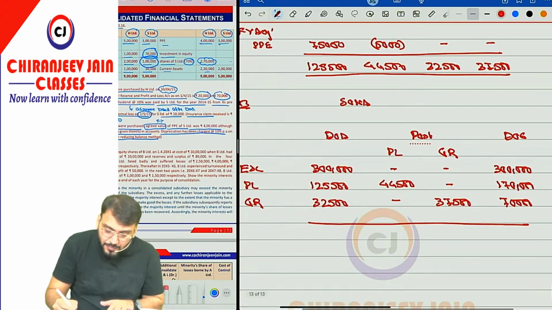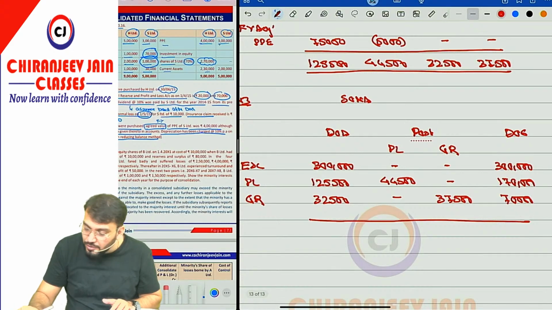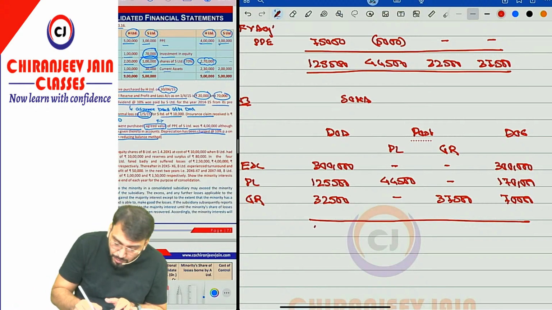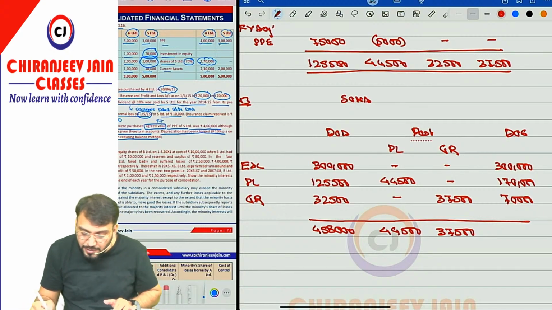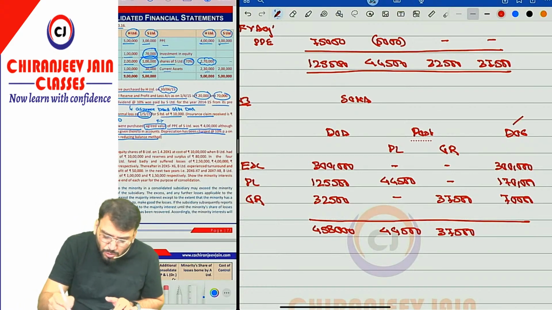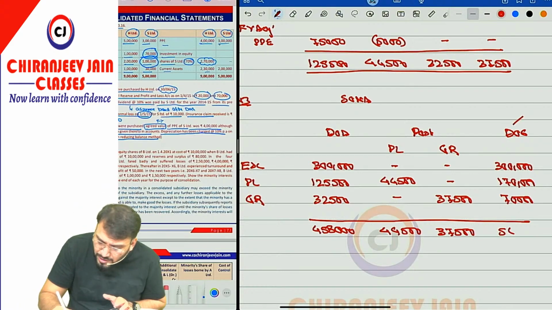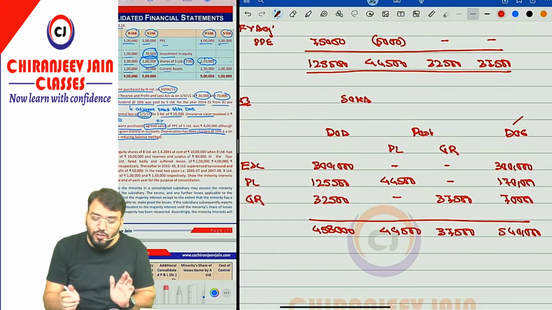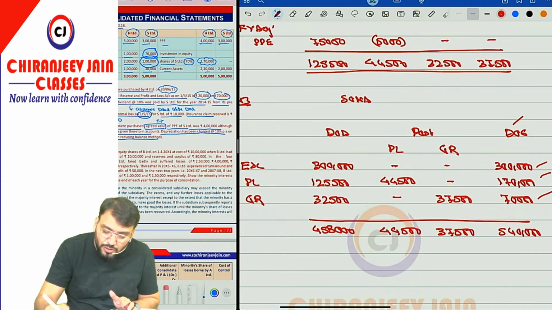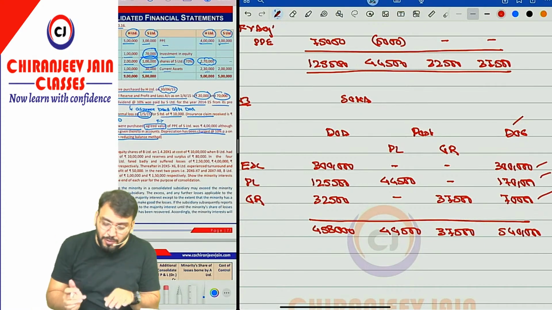Total is what? It is 3 lakh plus 1,25,500 plus 32,500. This becomes 4 lakh 58,000, 44,500, 37,500, and this will be 3 lakh plus 1,70,000 plus 70,000. However, this total is not important. 5,40,000 is not important. This is only what I am writing to match, to find out whether we are doing it correctly or not. Because if this is tallied, we are confident that we are doing it correctly. Got this point? Understood.